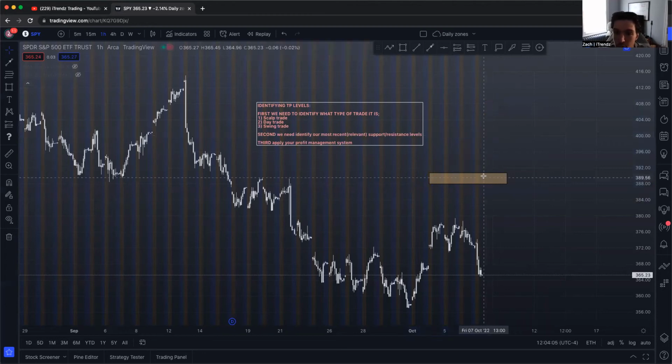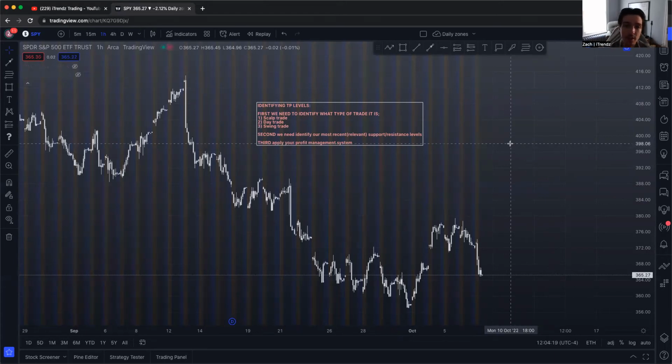But before we get right into an example, we need to know our second and third questions. So the first is what type of trade it is, right? We need to identify that. The second is that we have to identify our most recent, or in other words, our most relevant support and resistance levels. And then third, lastly, you need to apply your profit management system. We have a profit management system here at iTrendz. We call it the iTrendz 4-to-1, and we'll get into that in a little bit. So let's get an example here.